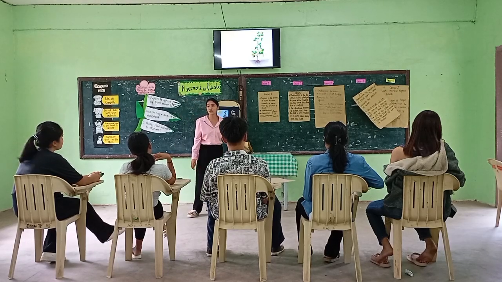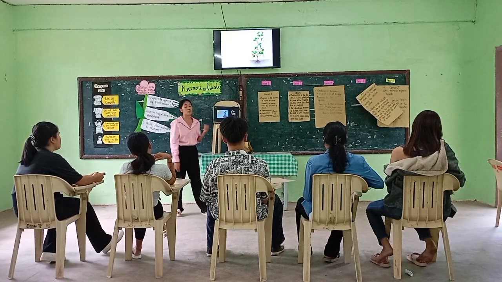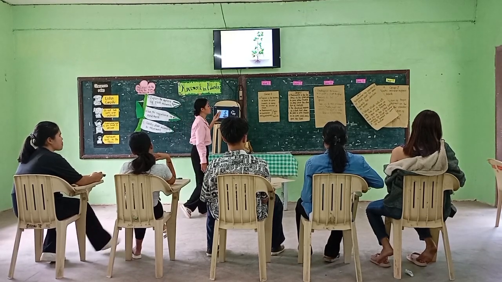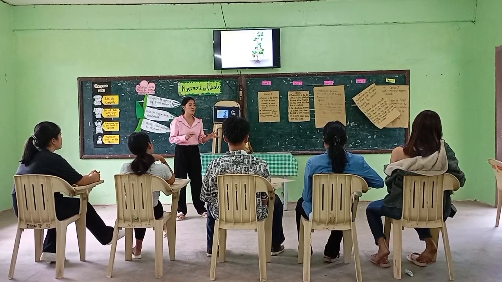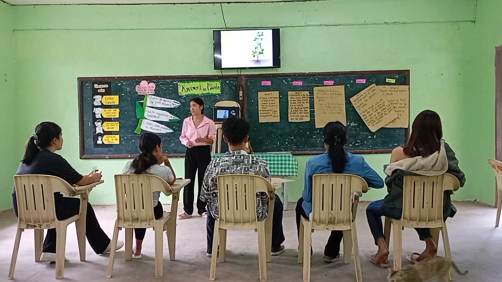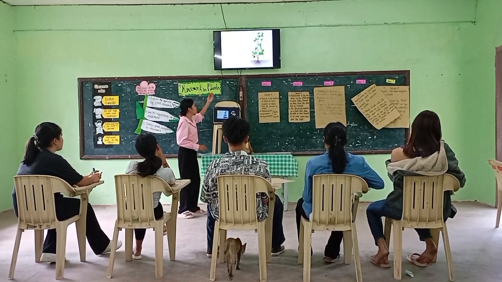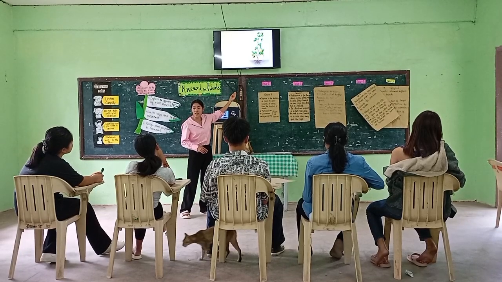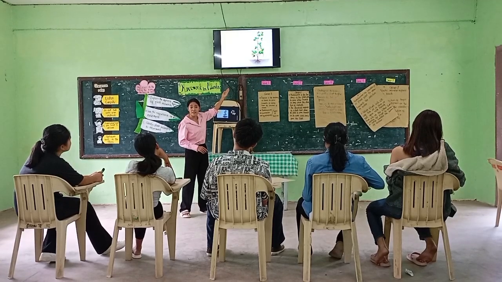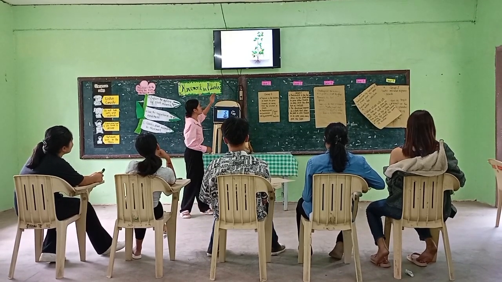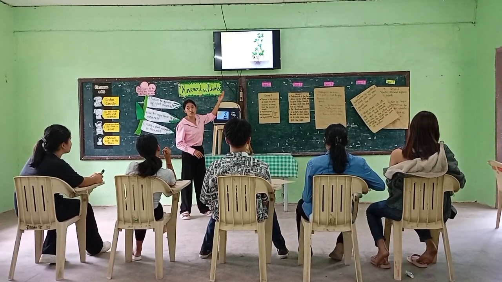it is crucial for plants to optimize their exposure to sunlight for photosynthesis, which is the process of converting light energy into chemical energy. It can be positive or negative. As you can see, class, the stems grow in the direction of the sunlight, so that is positive phototropism. And the roots grow away from the direction of light, so that is negative phototropism.